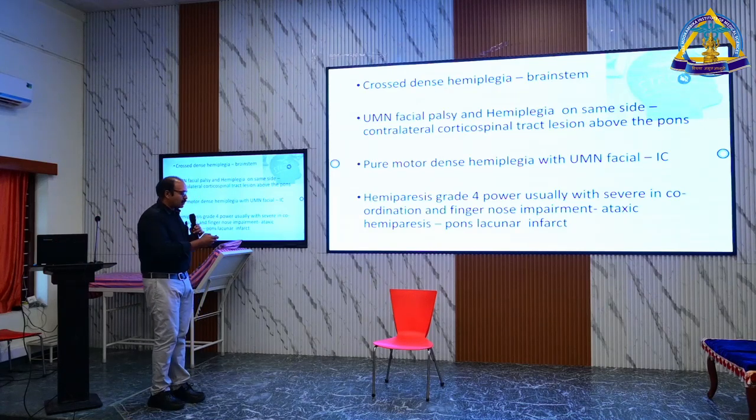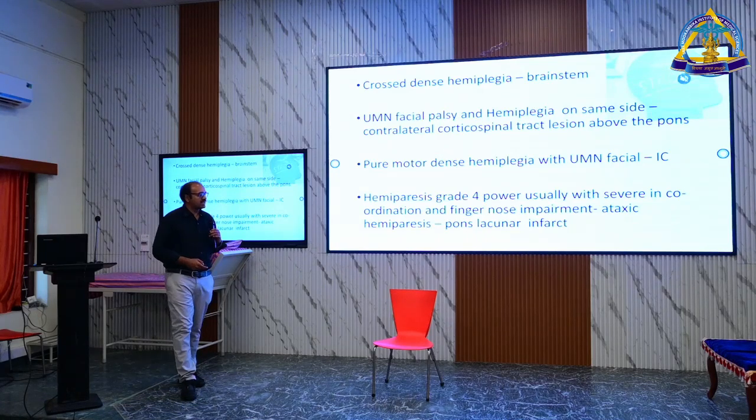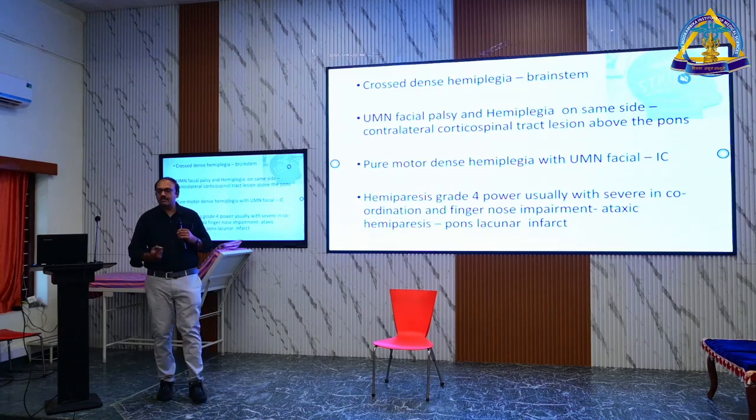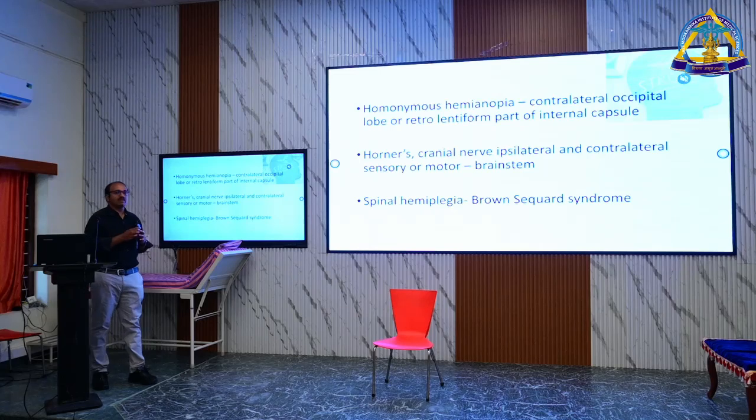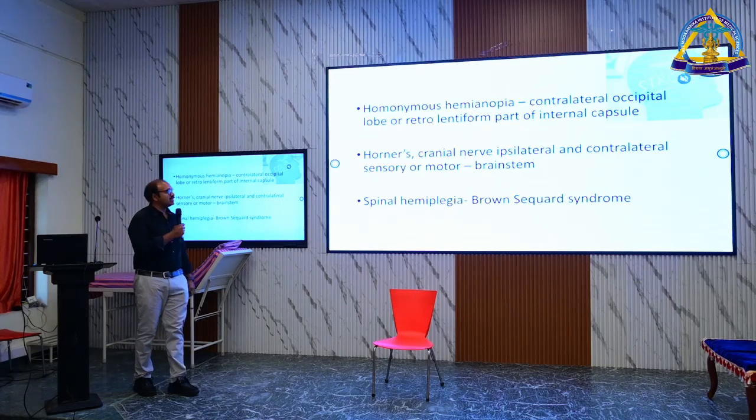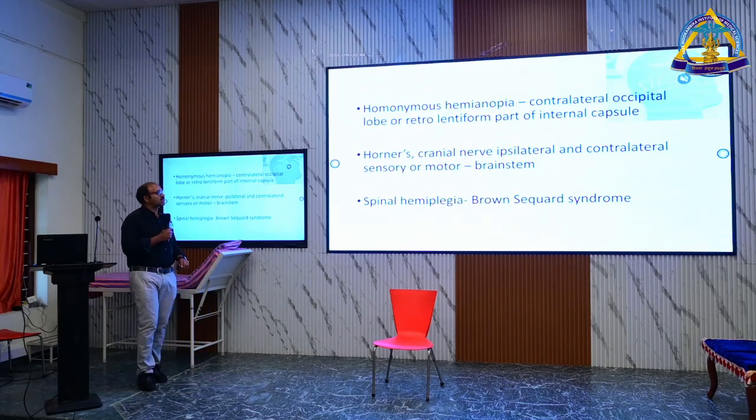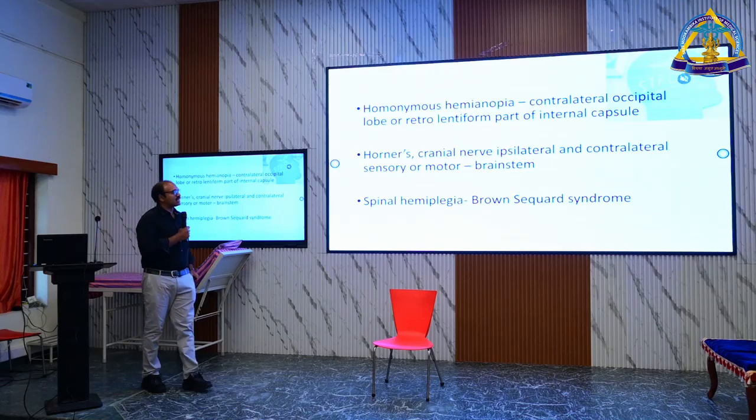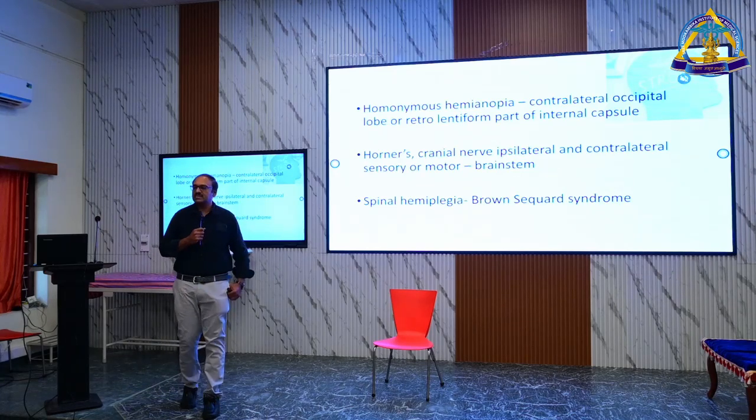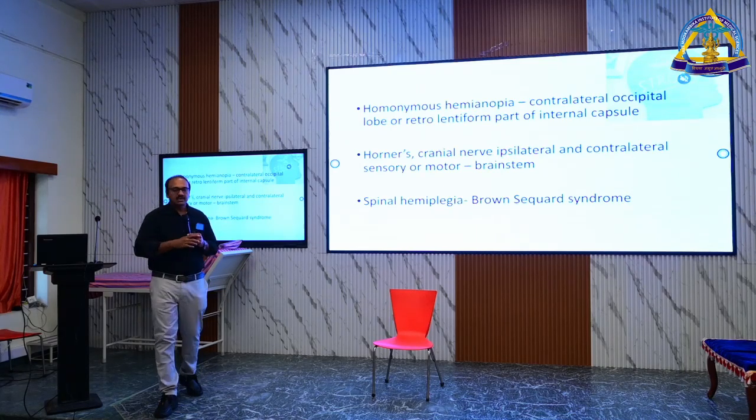Suppose you get hemiparesis, grade 4 power, with severe incoordination and finger-nose incoordination. Then you consider ataxic hemiparesis. That may be due to a lacunar infarct in the pons. Homonymous hemianopia: what are the possible lesions? Either a contralateral occipital lobe lesion or a lesion of the retrolenticular part of the internal capsule. Horner syndrome: ipsilateral cranial nerve palsy and contralateral sensory or motor loss. Why do you get Horner syndrome in a brainstem lesion? Because the descending sympathetic tract passes through it.